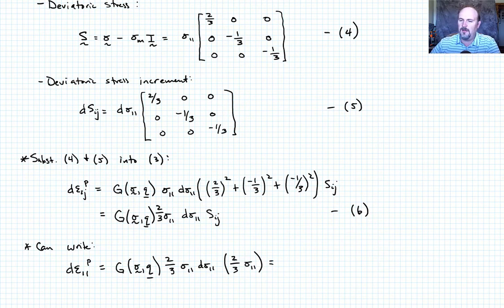Now I can just take the product and combine the terms. This becomes g of sigma and q times now 4/9 sigma 1,1 squared d sigma 1,1. Okay, let's call that equation 7.